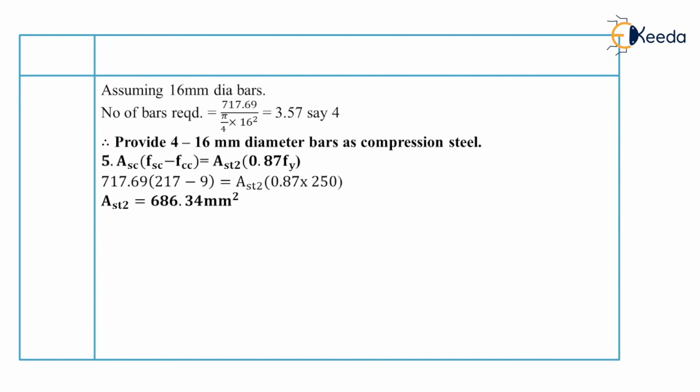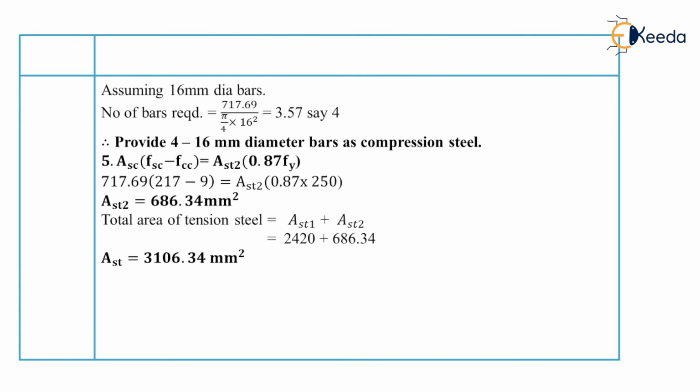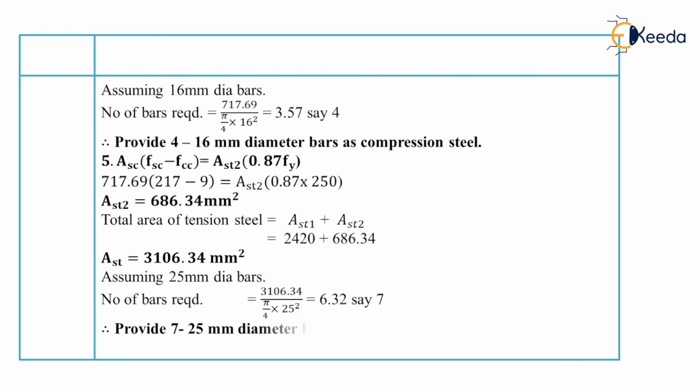Now we will find out total area of tension steel. We know the value of AST1, we know the value for AST2. So after adding both the values, the total area of tension steel is 3106.34 mm square. Okay, now here we will assume 25 mm diameter bar. Therefore, number of bars required are 6.32. So we will provide 7 bars of 25 mm diameter as tension steel.